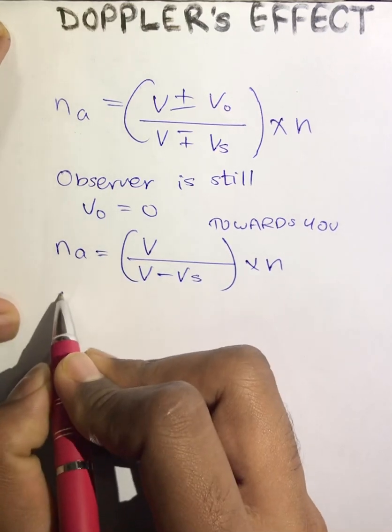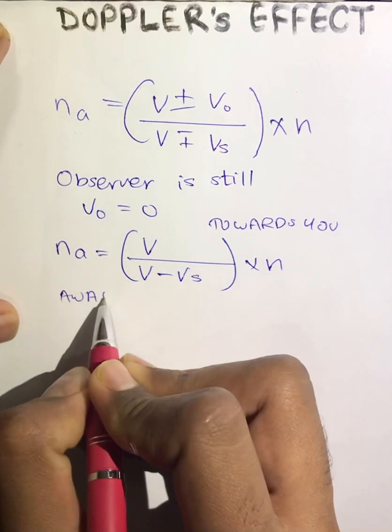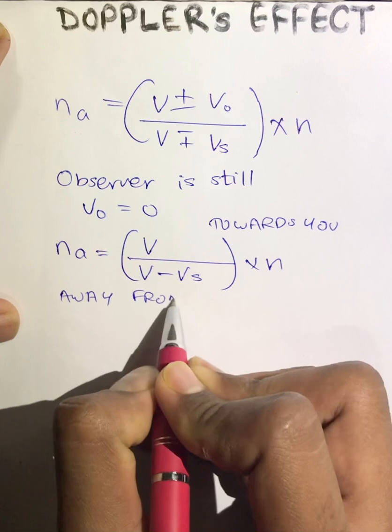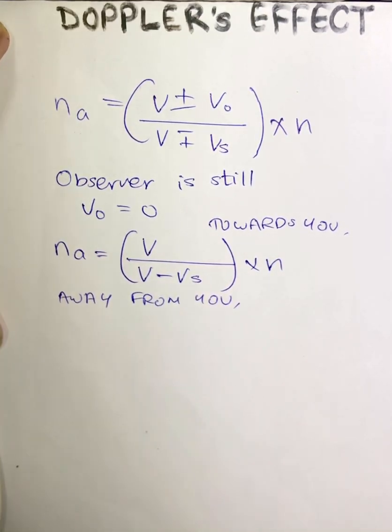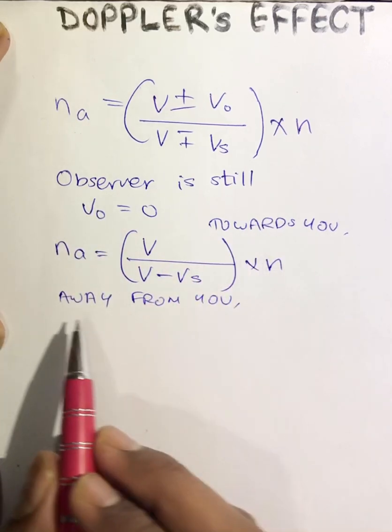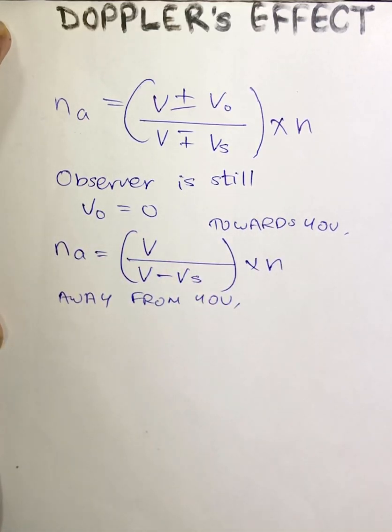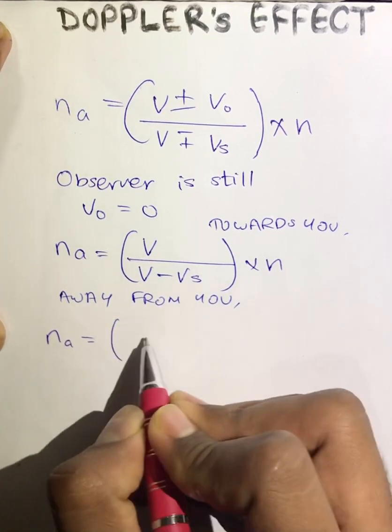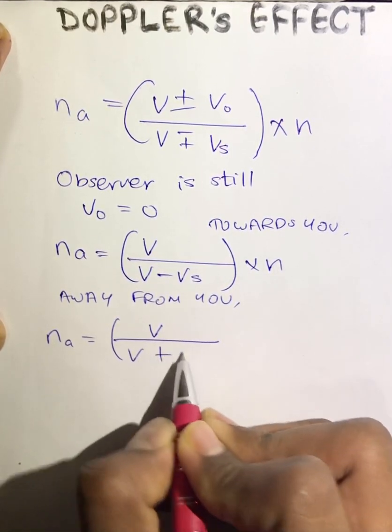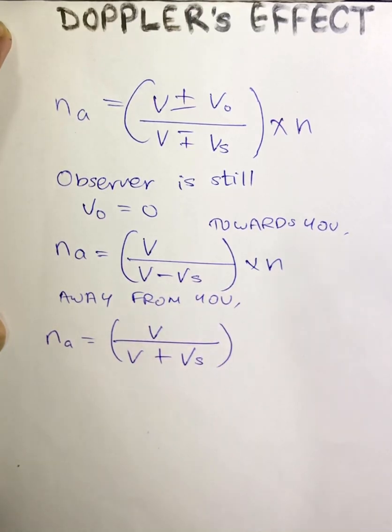Now if the source is moving away from you, the observer is still and the source is moving away. So the frequency decreases and thus you hear a lesser sound. Over here Na should be less, therefore we add Vs so that the denominator increases.